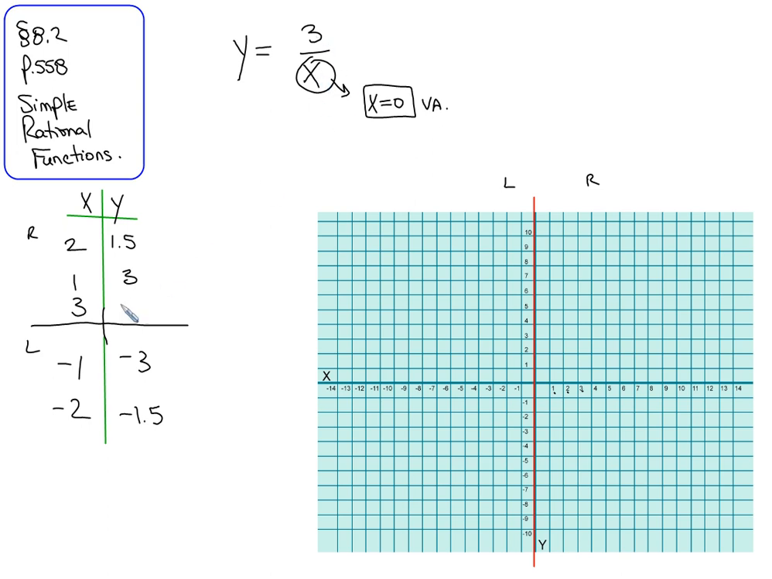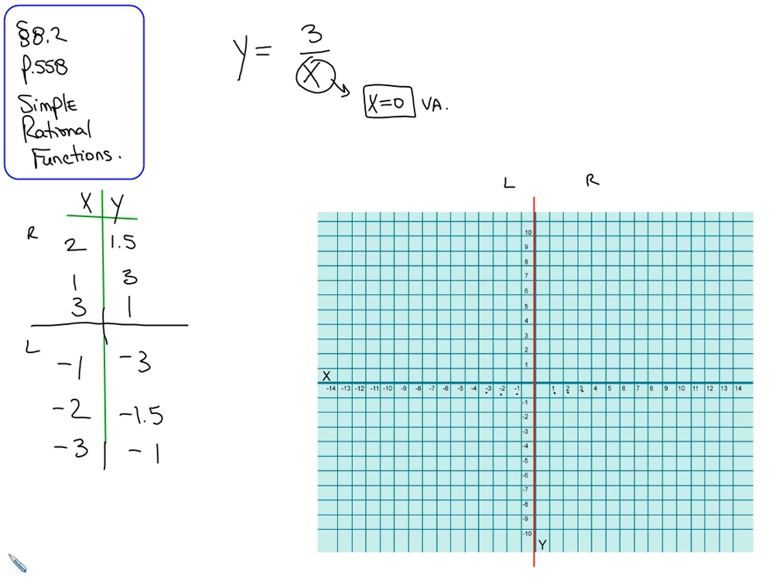What's 3 divided by 3? 1. I'm going to use -1, -2, and -3 on the other side. What's 3 divided by -3? -1. Now that I have 3 points on each side, I'm going to draw my graph. The two pieces are not going to connect. That's why I put a divider on the t-chart.